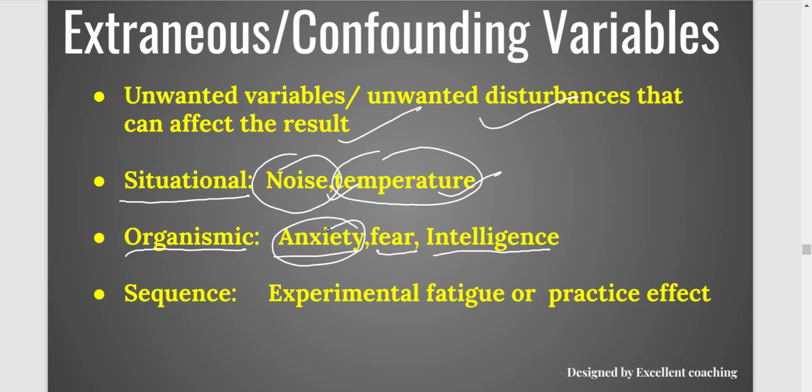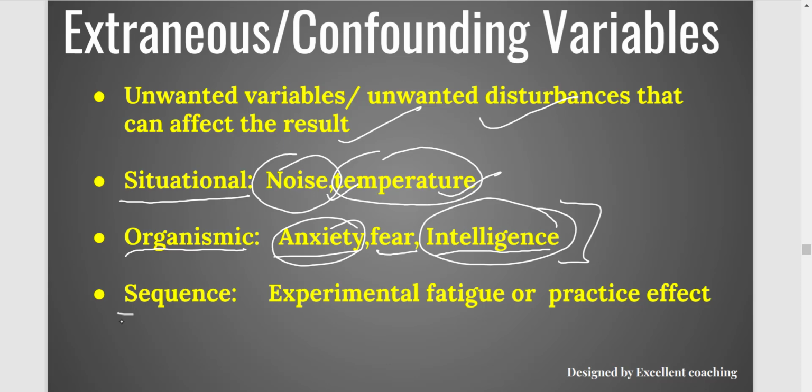Same way, if you are talking about intelligence and you want to research a particular type of intelligence, but you find that there is too much difference in the intelligence of the randomly selected participants, that too much difference in intelligence will again not allow you to perform a proper experiment. So here are certain confounding variables which are related to the organism.